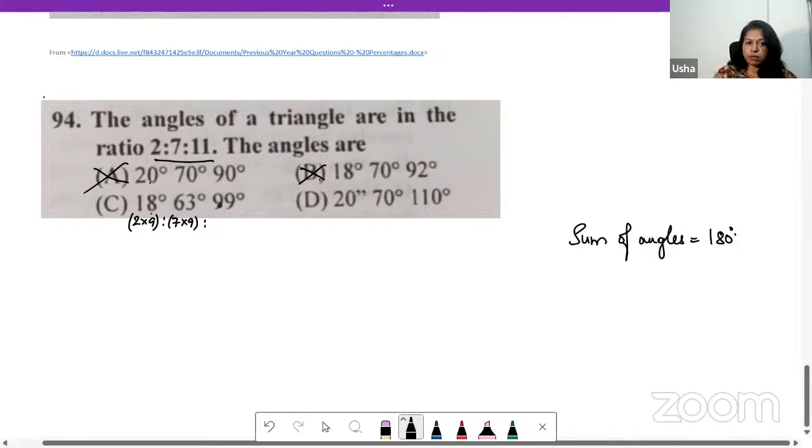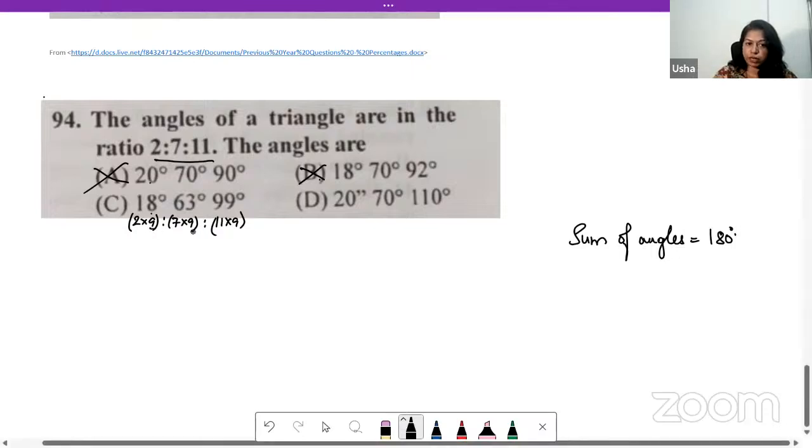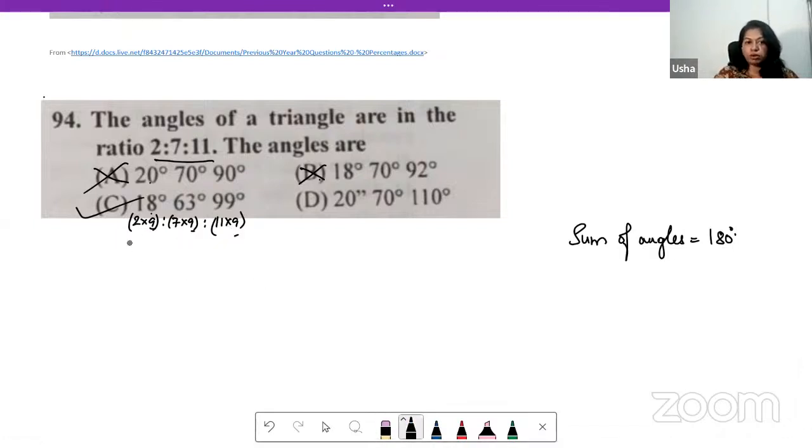And 99 can be written as 11 into 9. So I have the ratios 2, 7, and 11, and the number that is multiplied is the same. With each of the numbers, I should multiply the same common factor. Therefore, this is the answer. Otherwise, if you have to solve it directly, how do you do it?